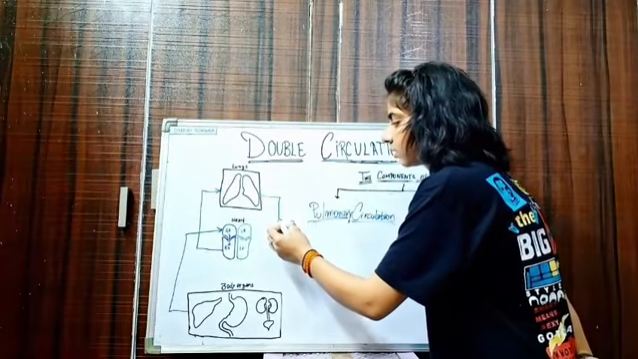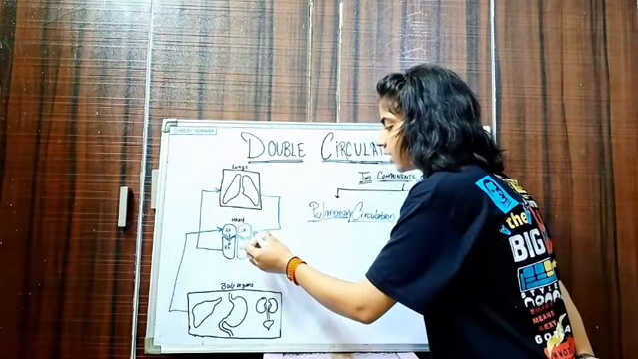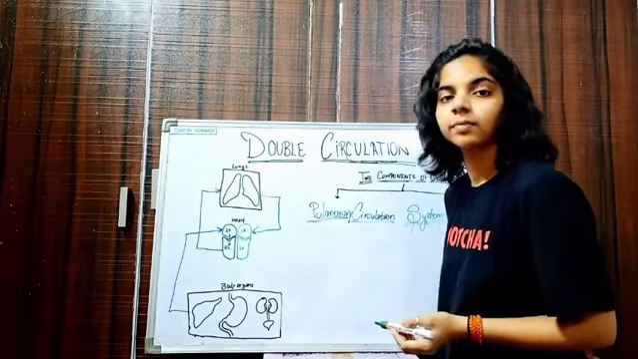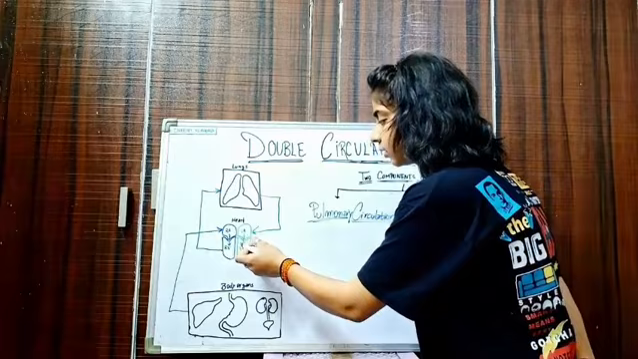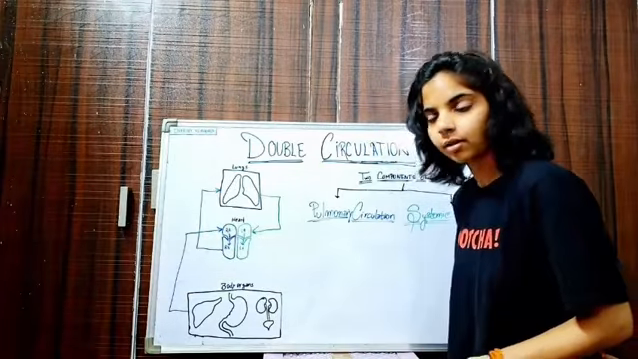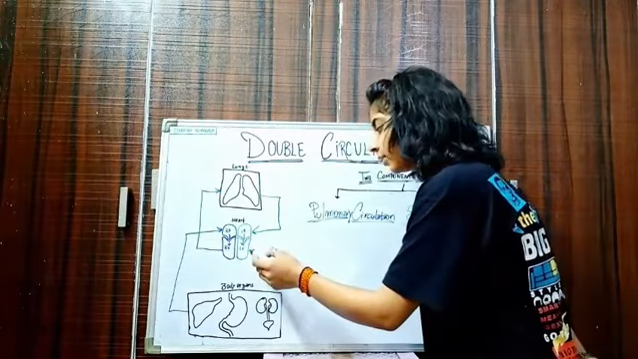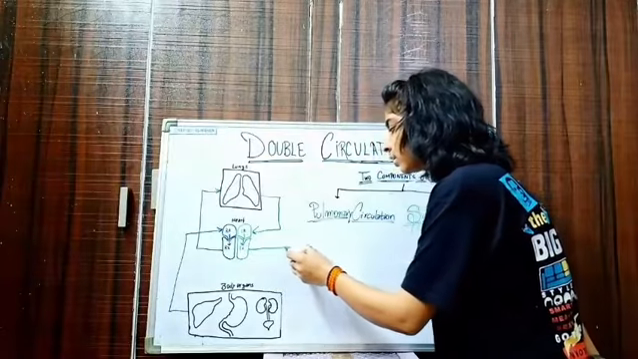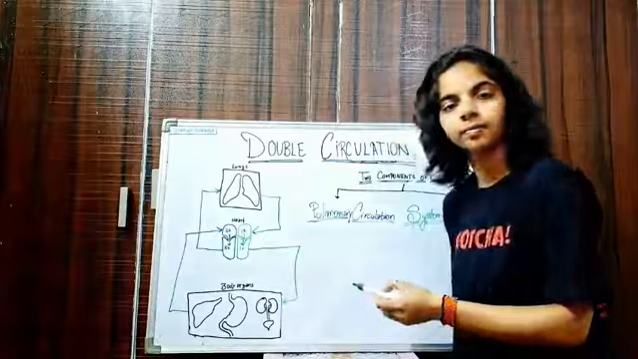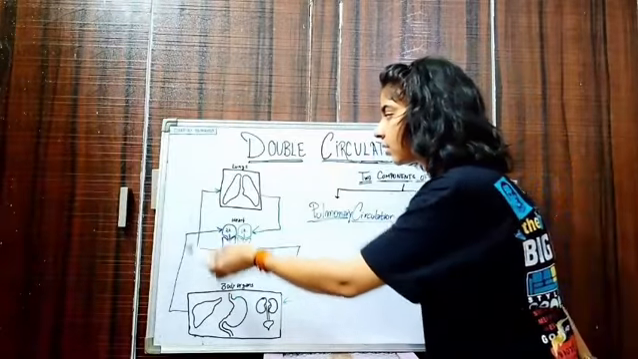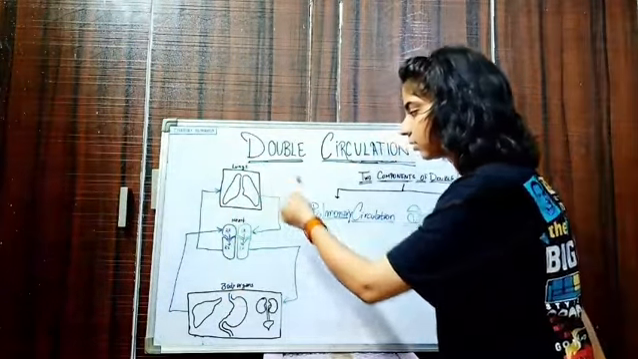Oxygenated blood is carried first of all to the left atrium, right? Then from the left atrium, this oxygenated blood is transferred to the left ventricle, and from the left ventricle, now it is transferred to the whole body organs, body tissues and cells. So this is the whole sort of double circulation.